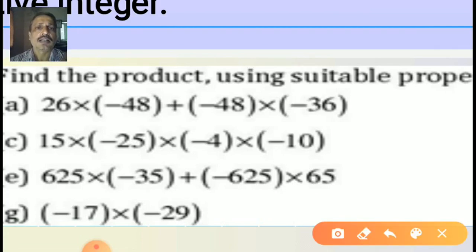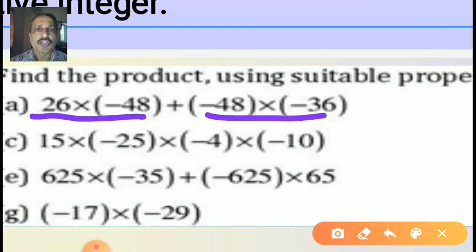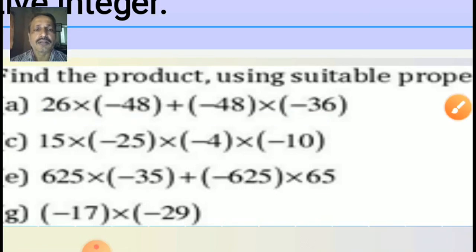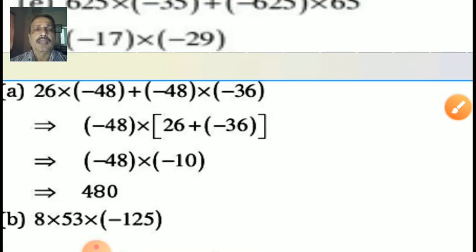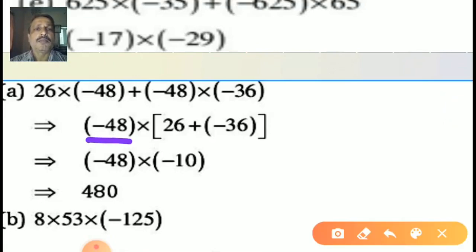Students, look here. A pair of numbers is being added. Each pair is multiplied: 26 into minus 48, and minus 48 multiplied by minus 36. Now check the question carefully. Yes, minus 48 is common in both pairs. So shall we take it out as common? Yes, here is answer A. We can take out minus 48 as common from here.